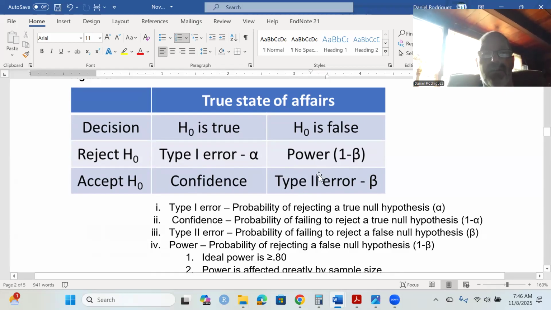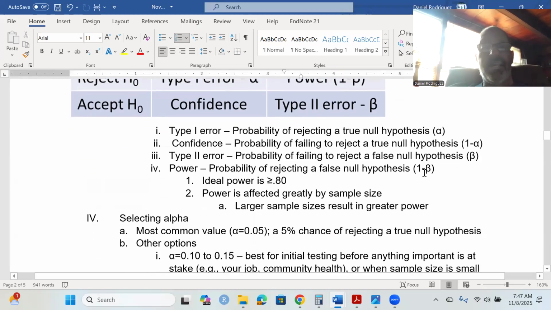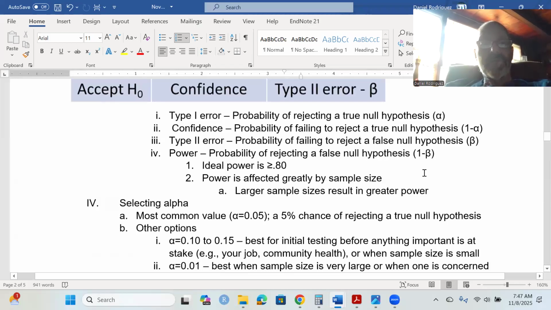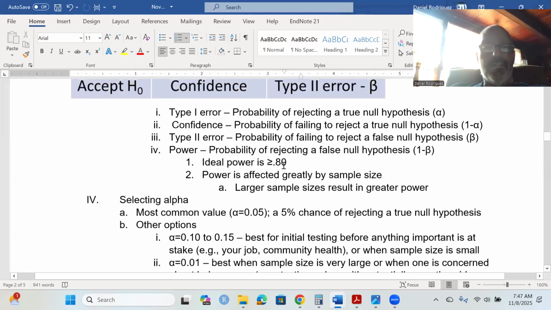I'm sorry, if our null hypothesis is false and we fail to reject the null hypothesis, we've committed what's known as a type 2 error. And that's symbolically beta. So power and beta, and type 2 error, are inversely related. So power is 1 minus beta. Beta is 1 minus power. Comes in handy when you're doing sample size calculations, right? Everything's listed here. Ideally, power should be greater than or equal to 0.8.